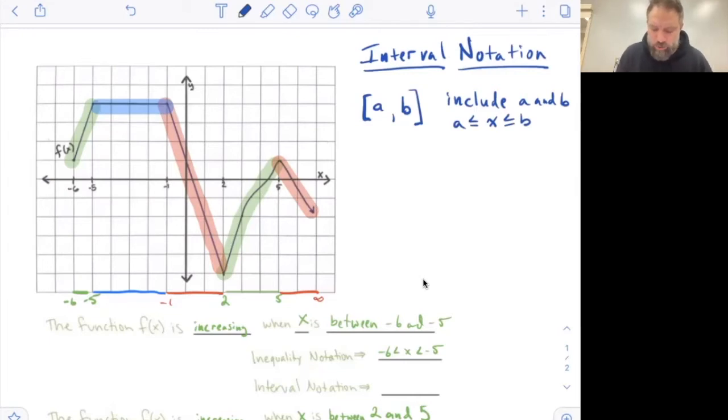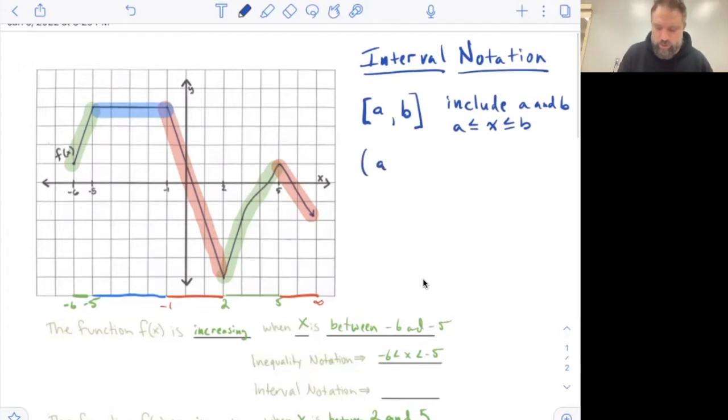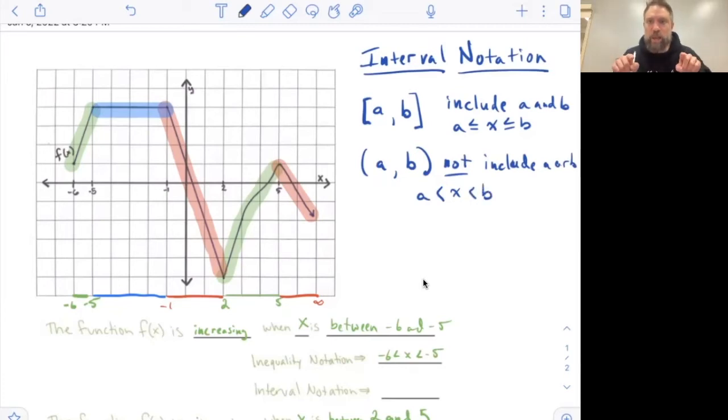The other symbol we use is a regular parentheses. If we use the parentheses, that means it does not include A or B. This is like when we want to say X is greater than A, but less than B. It's in between A and B, but it doesn't include either of them.